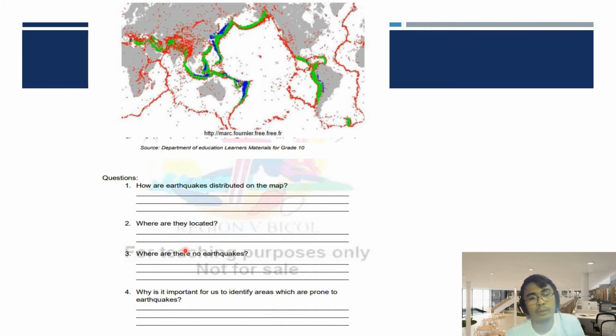And then, why is it important for us to identify areas which are prone to earthquakes? Bakit ba kailangan natin malaman yung mga lugar na madalas tamaan ng earthquake? Ano kaya yung importance of identifying these areas?